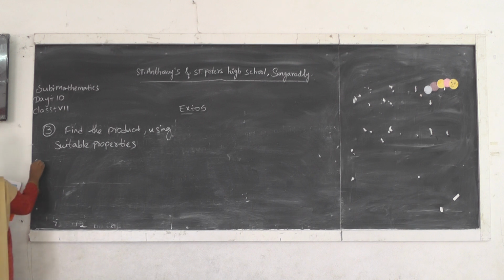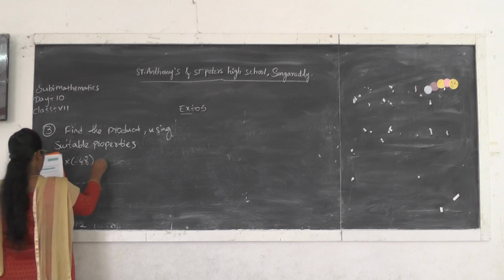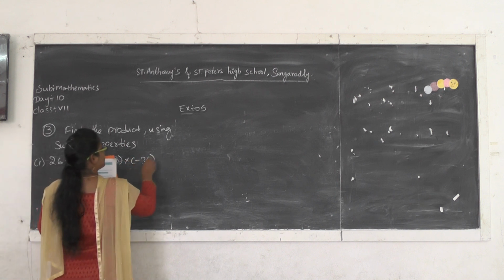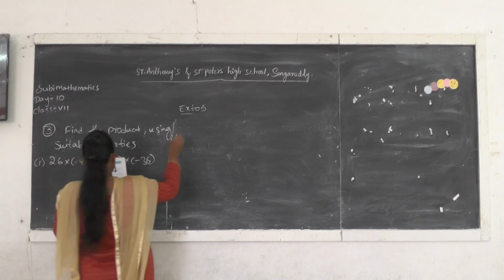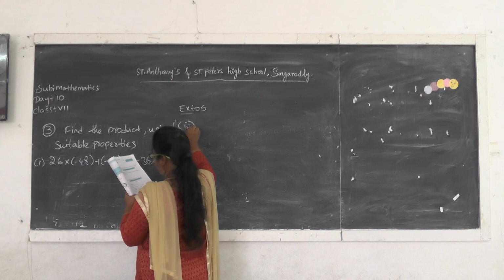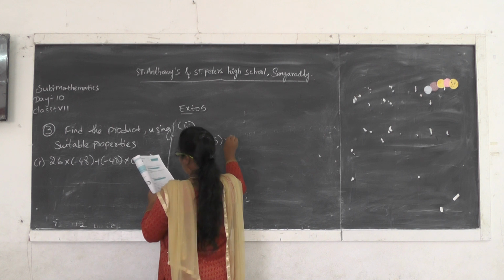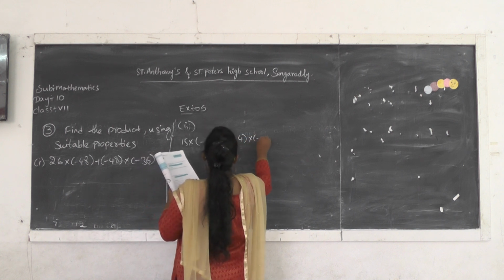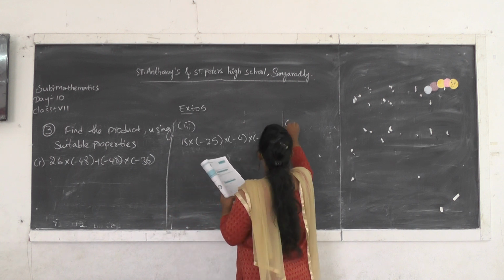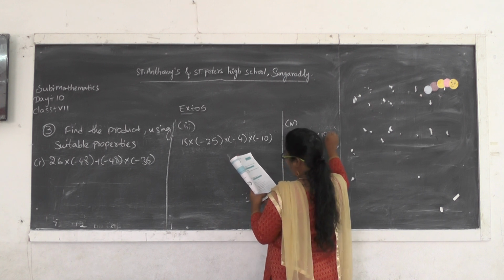So first one: 26 into minus 48 plus minus 48 into minus 36. And next, the third question: 15 into minus 25 into minus 4 into minus 10. Next, the fourth question: minus 41 into 102.